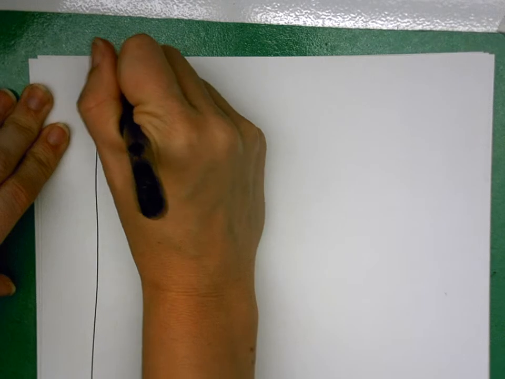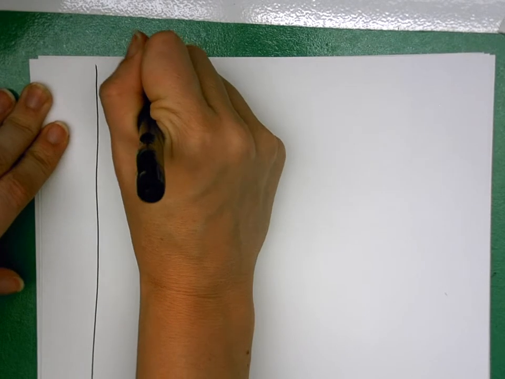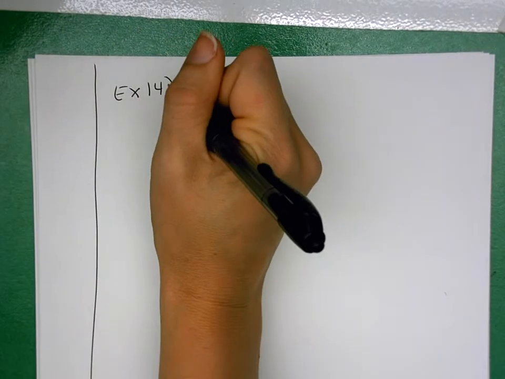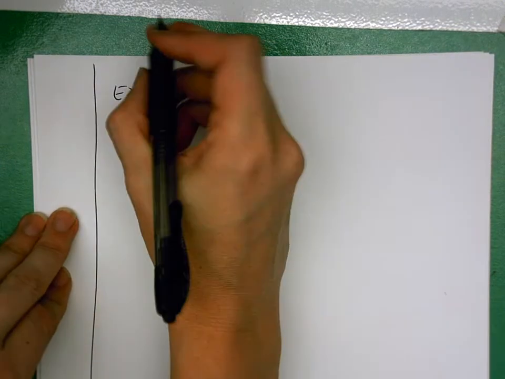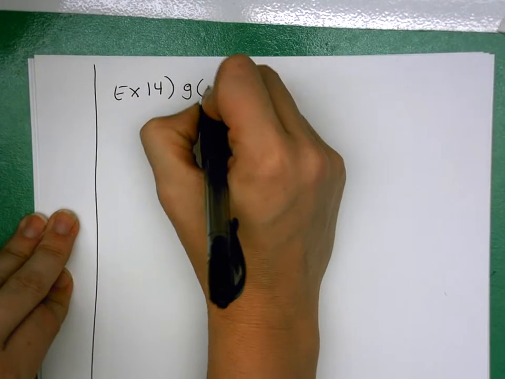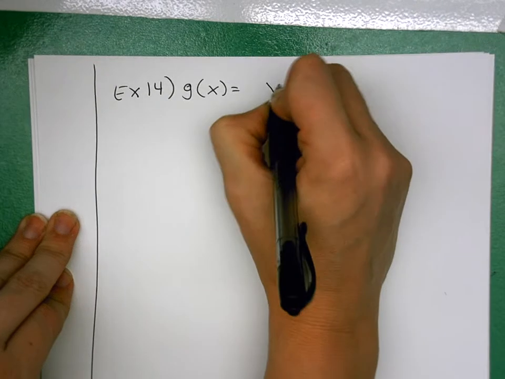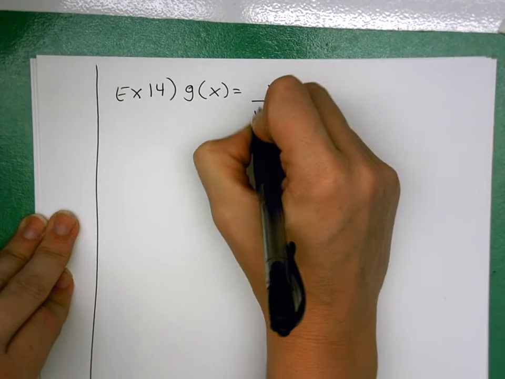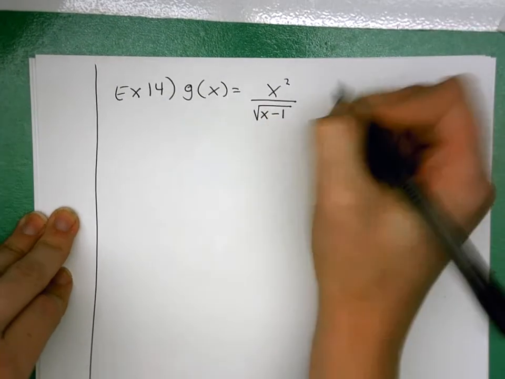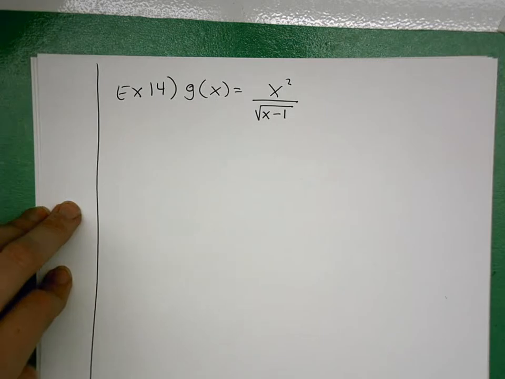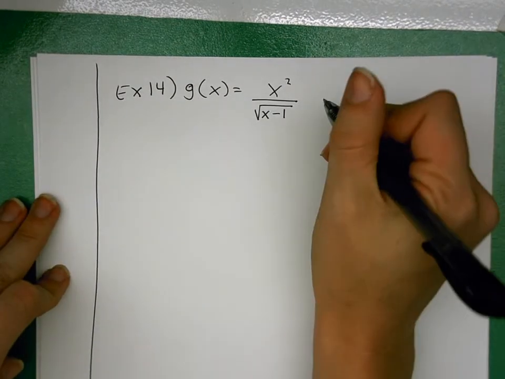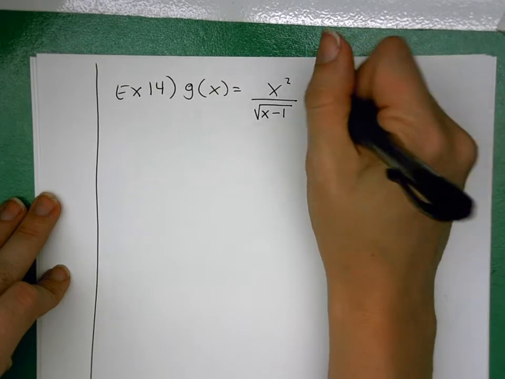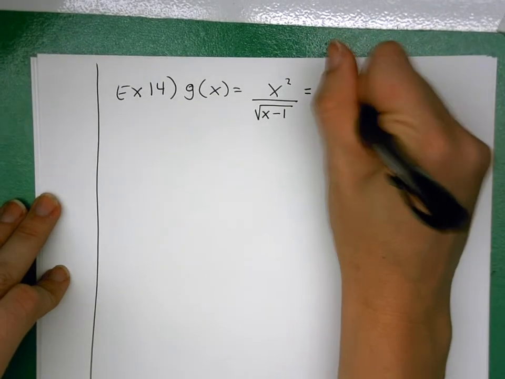Example 14. Okay. We have g of x equals x squared over root x minus 1. Okay, so again, pause the video if you haven't already. Here we go. This could be rewritten as x squared times x minus 1 to the 1/2.